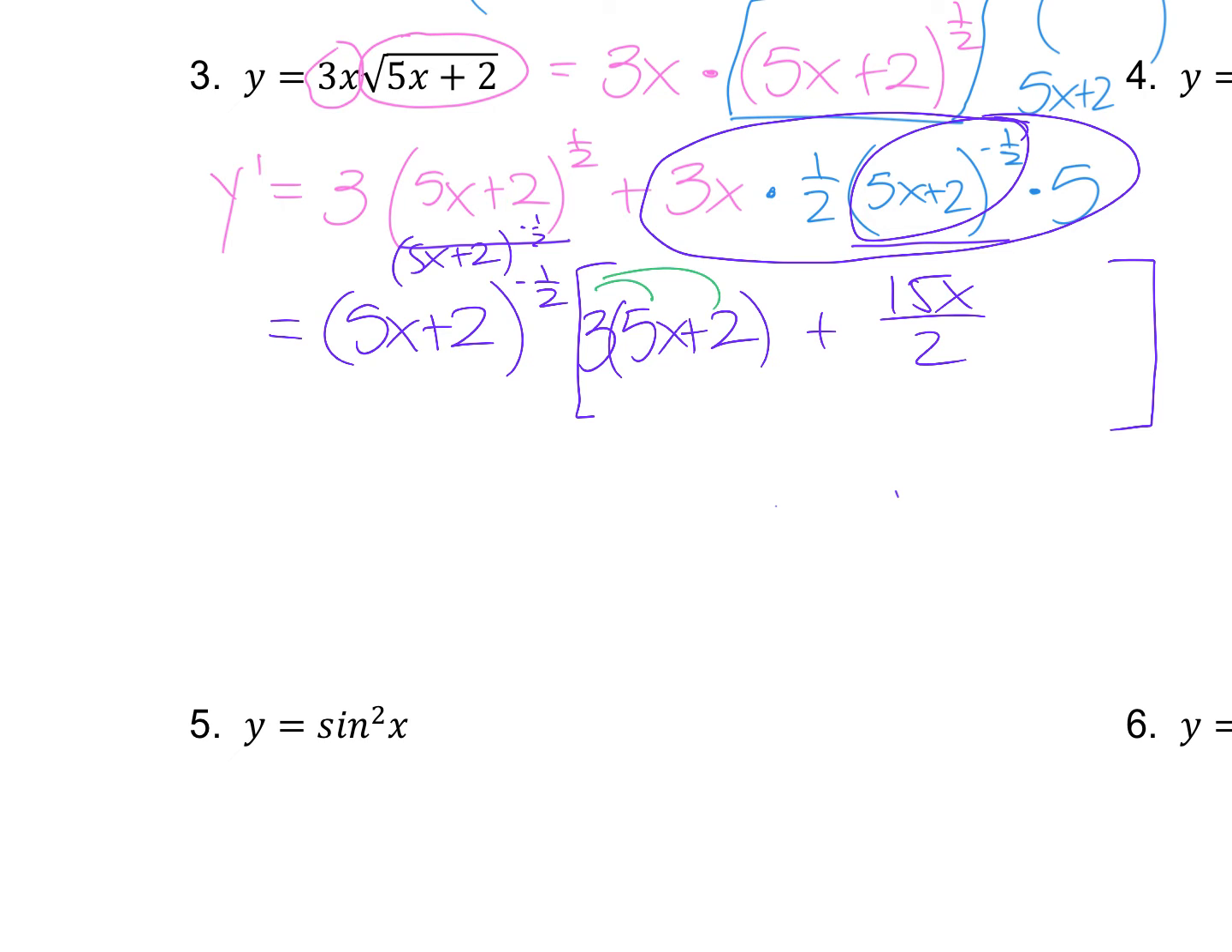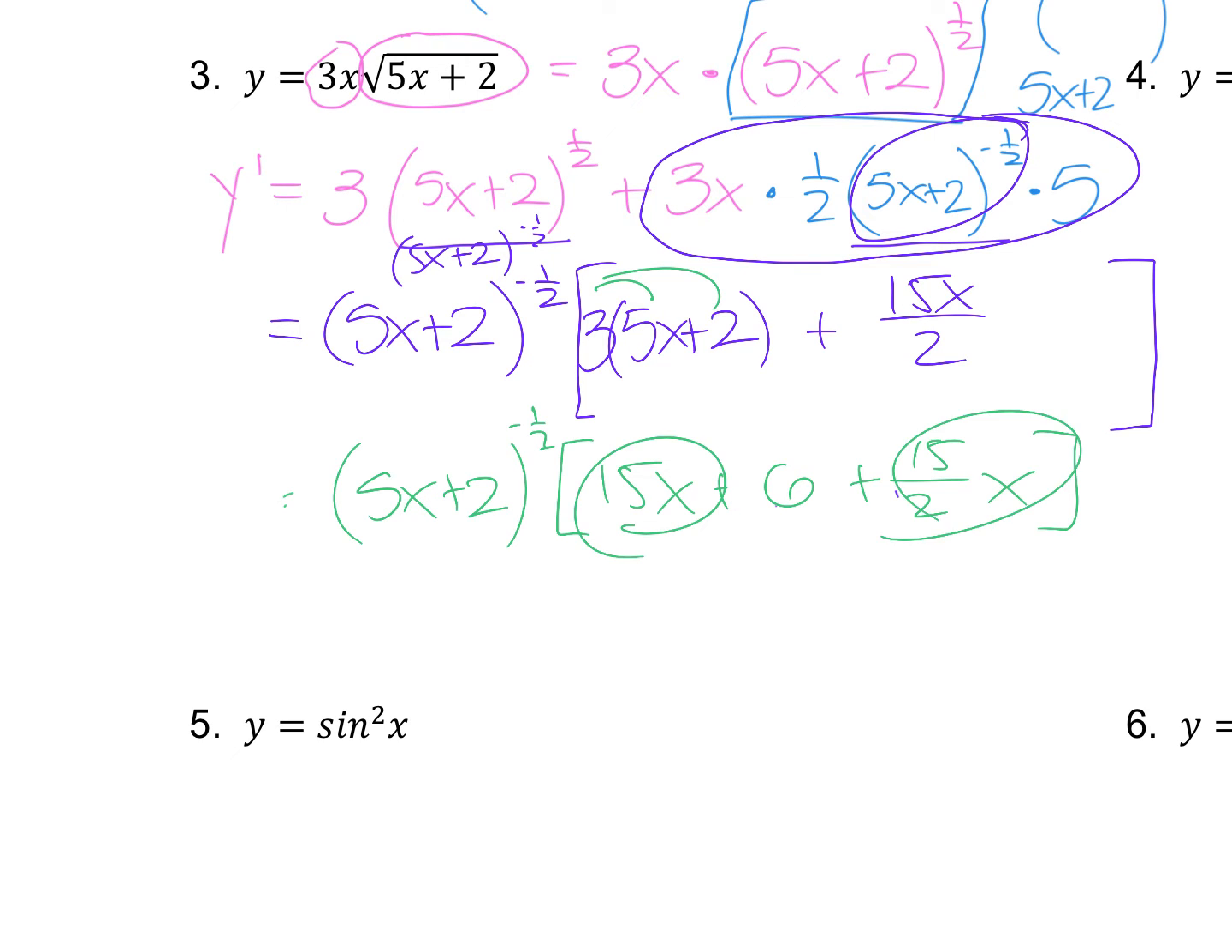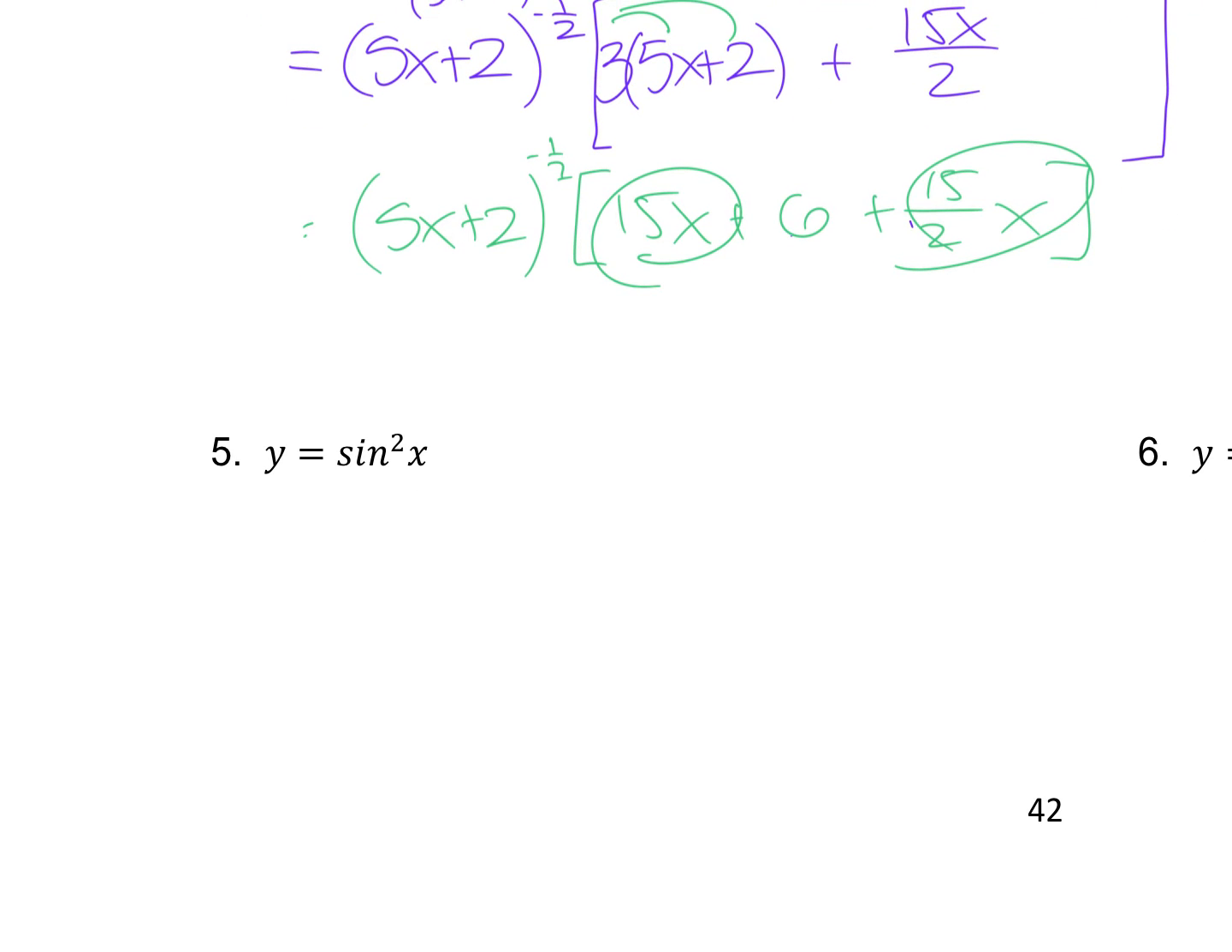Okay, I can distribute here. This becomes 15x plus 6 plus 15 over 2x. What can still simplify? The x's, yes? Can I combine those? Yeah, I'm sure I'm going to. Those need to have a common denominator though, right? What's the common denominator? 2. So that 15x on the left turns into what? 30 over 2. So total, are we okay with that being a 45 over 2x plus 6?